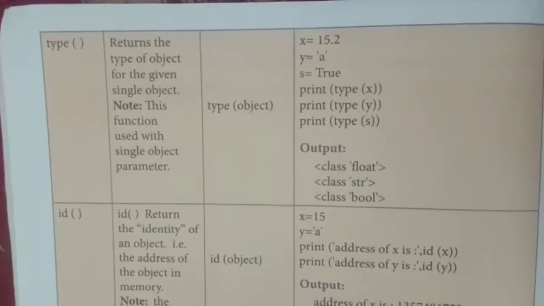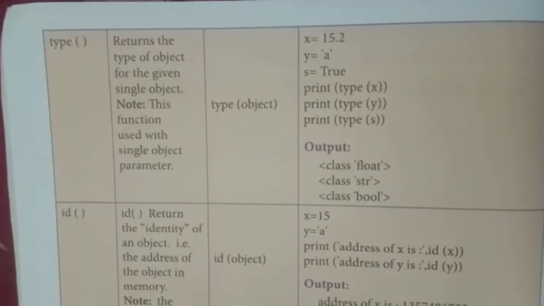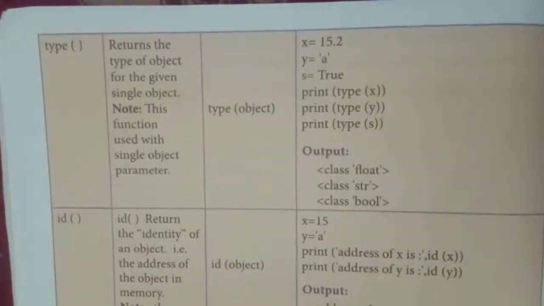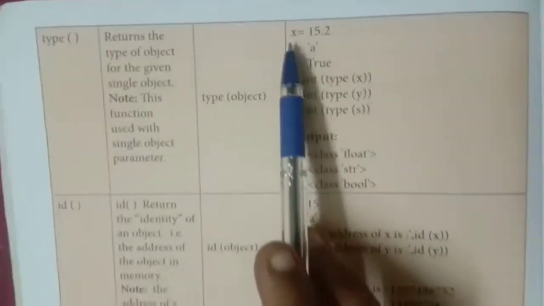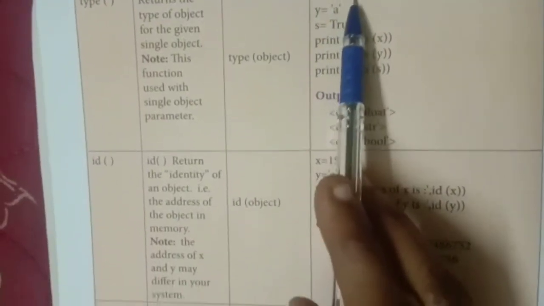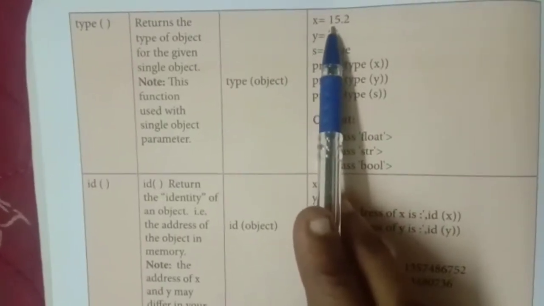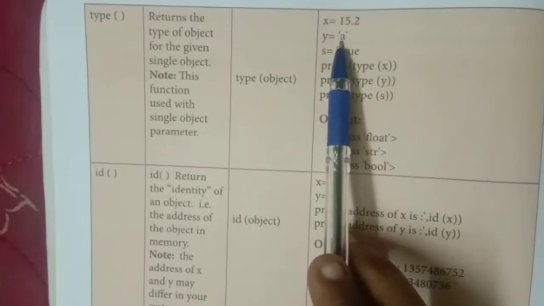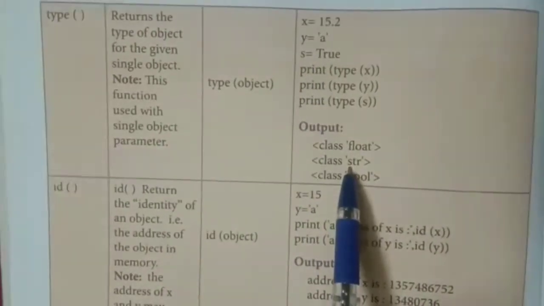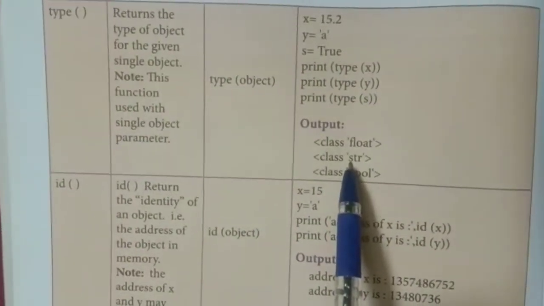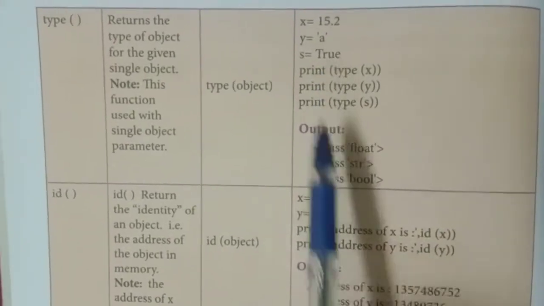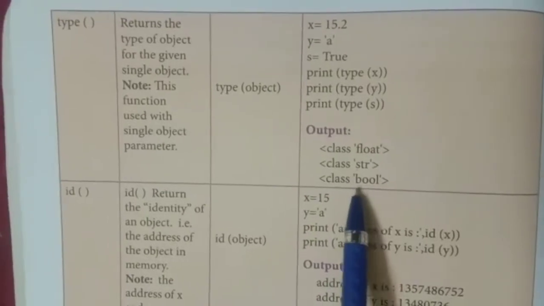Next one is the type function. Type returns the type of object for the given single object. See the example, it is given as x is equal to 15.2. This is a float value, so it will return the answer as float. A is a character, a string, so it will return the answer as string. This is the type of object. True is Boolean data type, so it will return it as bool.